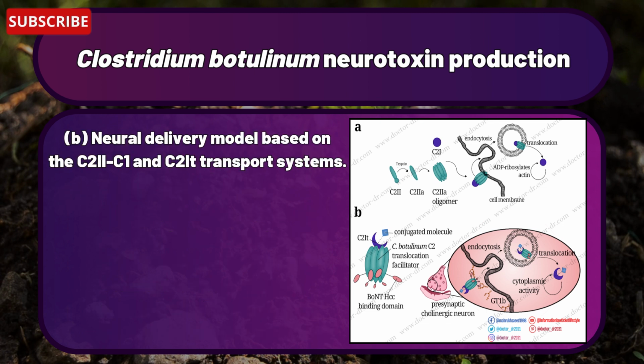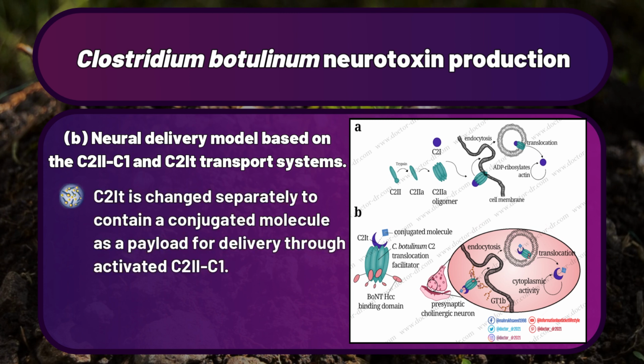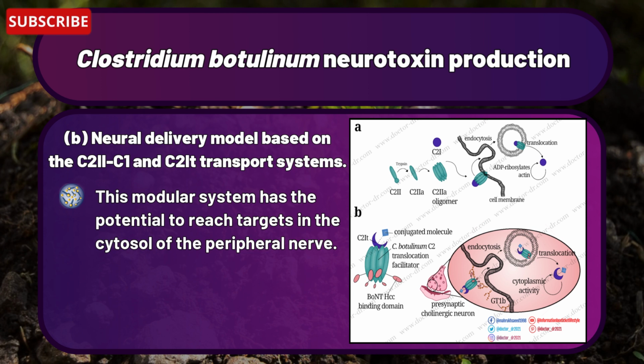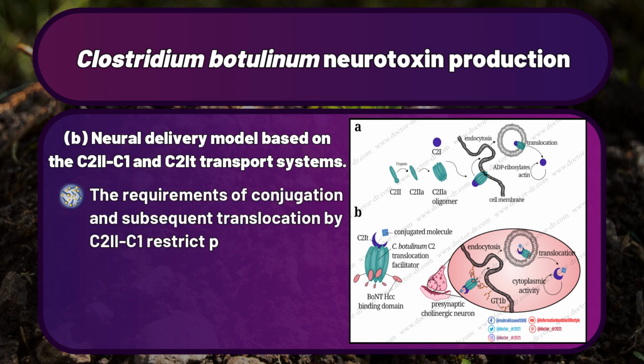In number B, a neurodelivery model based on the C2 type 2 and C2 type 1 transport systems. C2 type 1 is changed separately to contain a conjugated molecule as a payload for delivery through activated C2 type 2. This modular system has a potential to reach targets in the cytosol of the peripheral nerves. The requirements of conjugation and subsequent translocation by C2 type 2 restrict payloads.